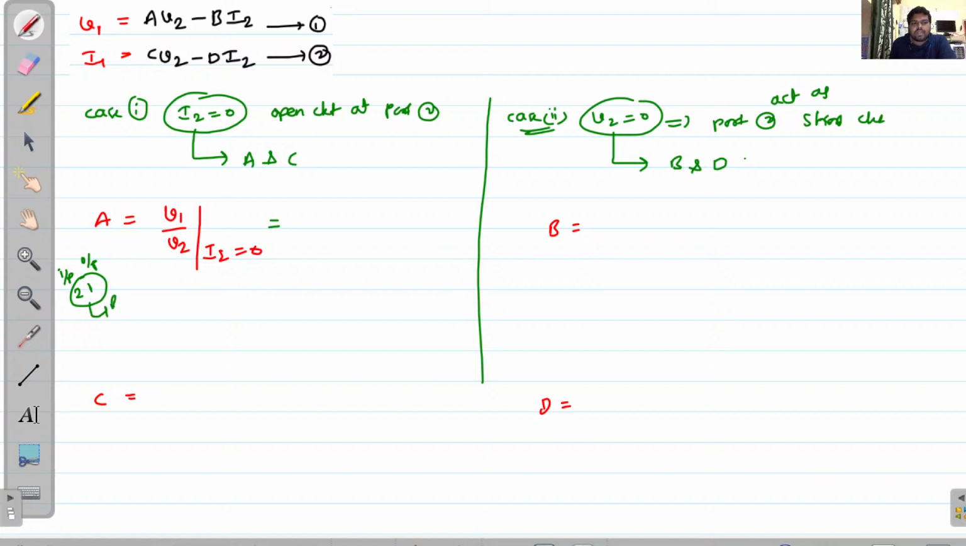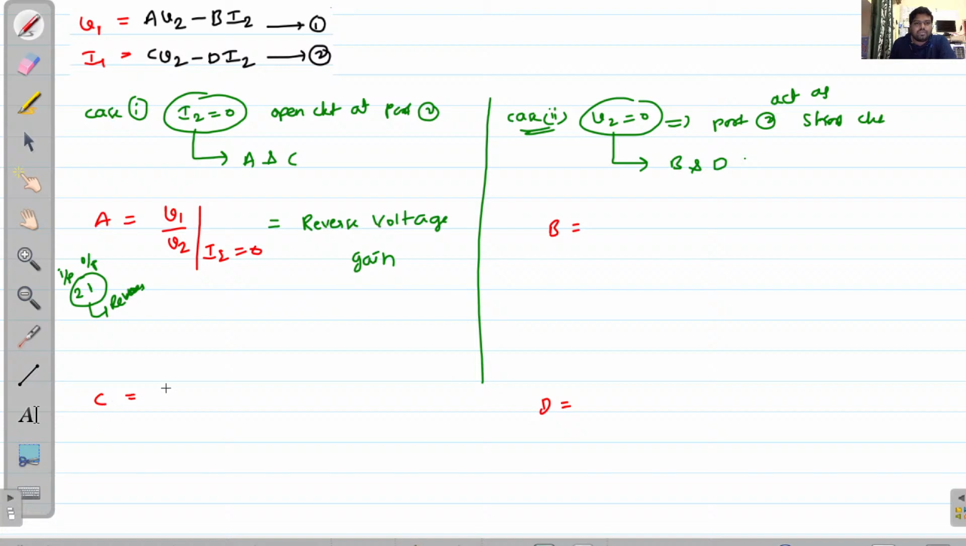That will be considered as a reverse mode, right? So reverse transmission. So now you can name it as a reverse voltage ratio, or reverse voltage gain, whatever. Okay, reverse voltage gain.